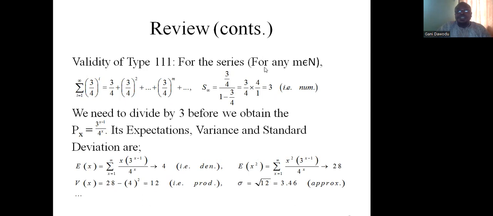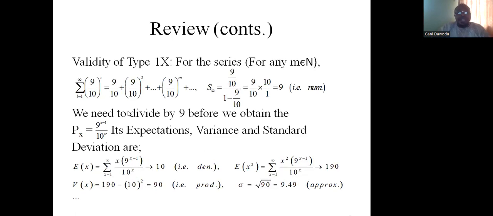Then validity of type 3. For the series, it is this. The first term is 3 over 4. The common ratio is also 3 over 4. As such, you sum to 3. Mind it, the numerator, like I used to say. So the PMF, the discrete distribution, is this; expectation, variance and standard deviation are given. This converges to 4, which is the denominator. This converges to 28. And the variance as such is 12, which is the product of the numerator and the denominator. So the standard deviation is 3.46 approximately.